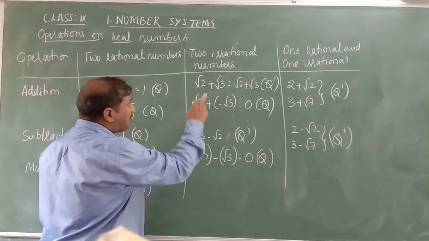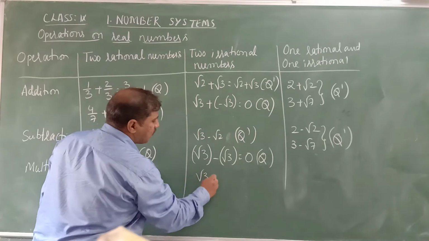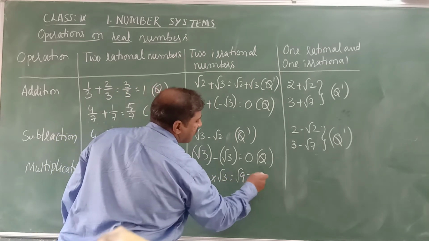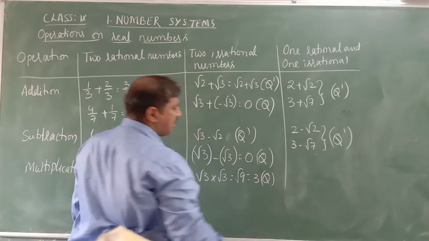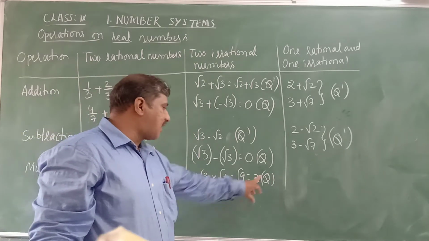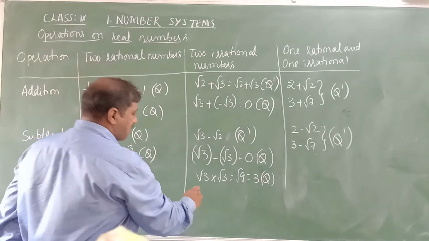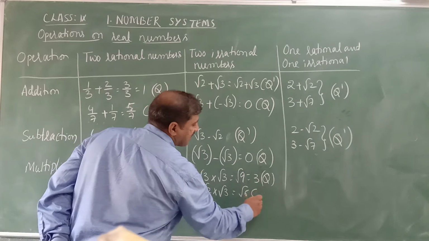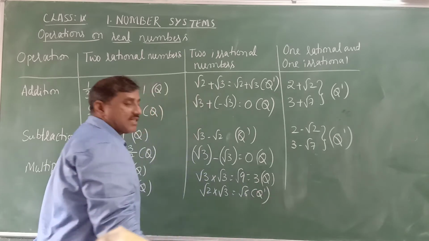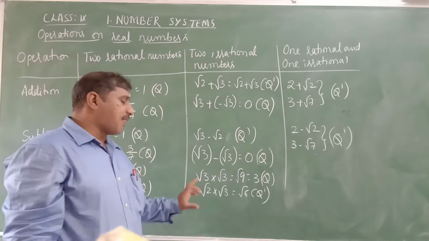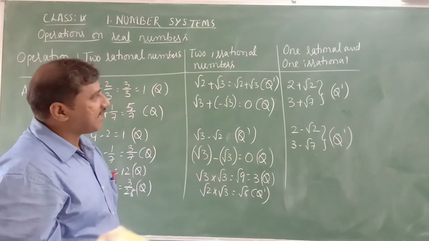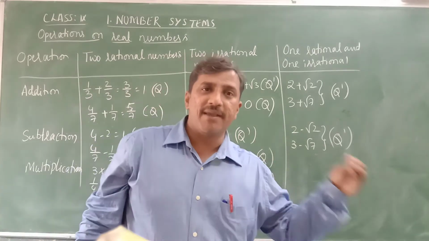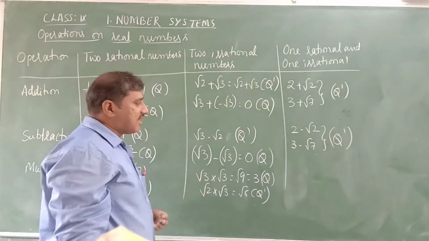Now, what about two irrational numbers? Root 3 into root 3 is equal to root 9, that is 3. It is a rational number. Now, root 2 into root 3 is equal to root 6, which is an irrational number. So the product of two irrational numbers need not be an irrational number. It may be rational or it may be irrational.